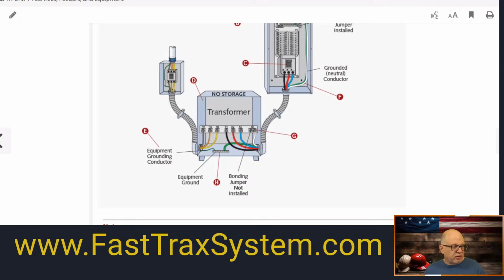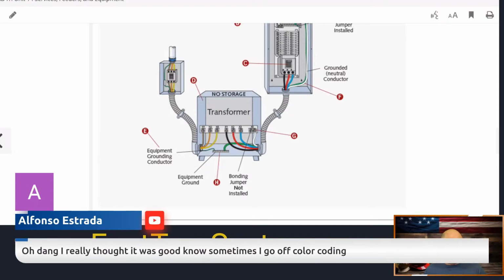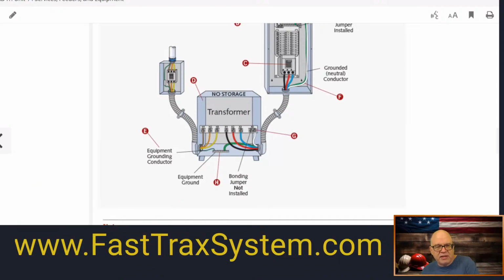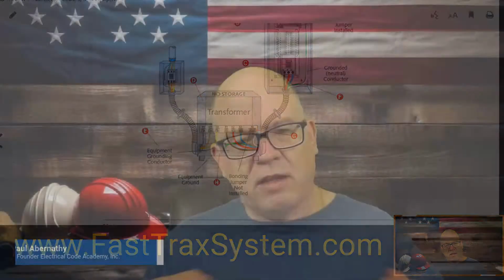Yeah, Alfonso says it's good to know he goes off color coding, and it may be something that your jurisdiction requires. It may be written somewhere, but it's certainly not in the NEC. The only things in the NEC that are color specific is the neutral, which has to be white or gray, or any color other than green with three white or gray stripes.